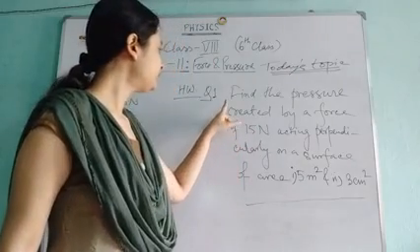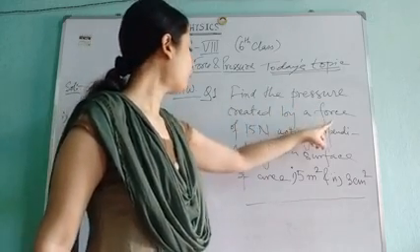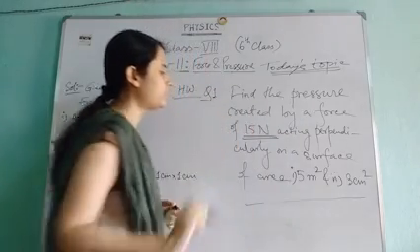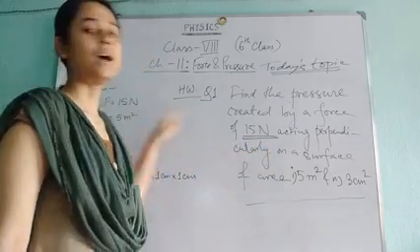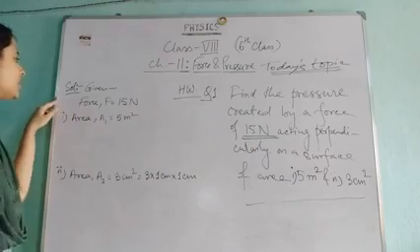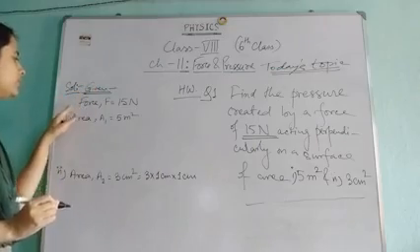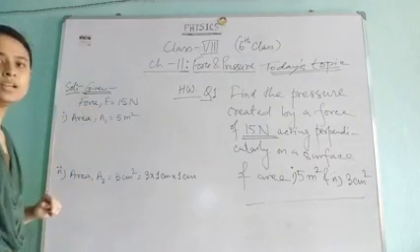That was: find the pressure created by a force of 15 Newton. So the force was 15 Newton. Here at first we will write, I have already written this, for the solution at first we will write the given. So what are the given here? The force is given, F equals 15 Newton.